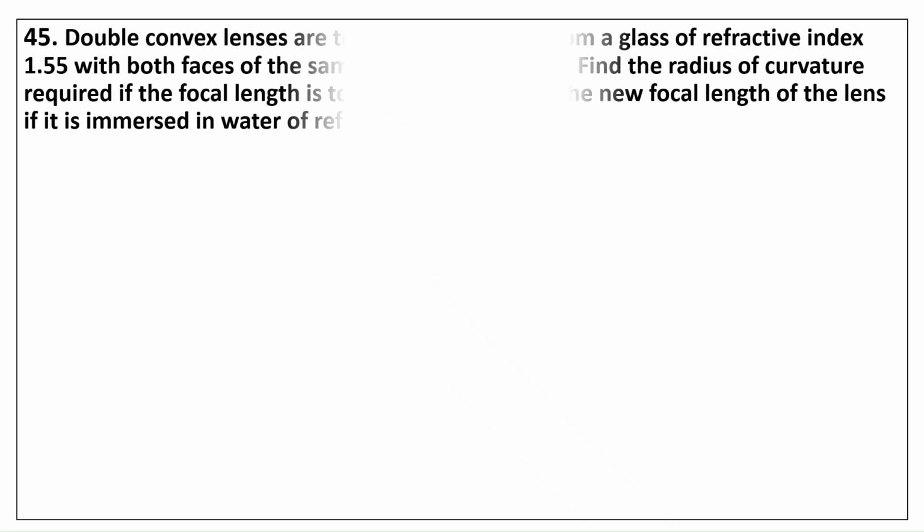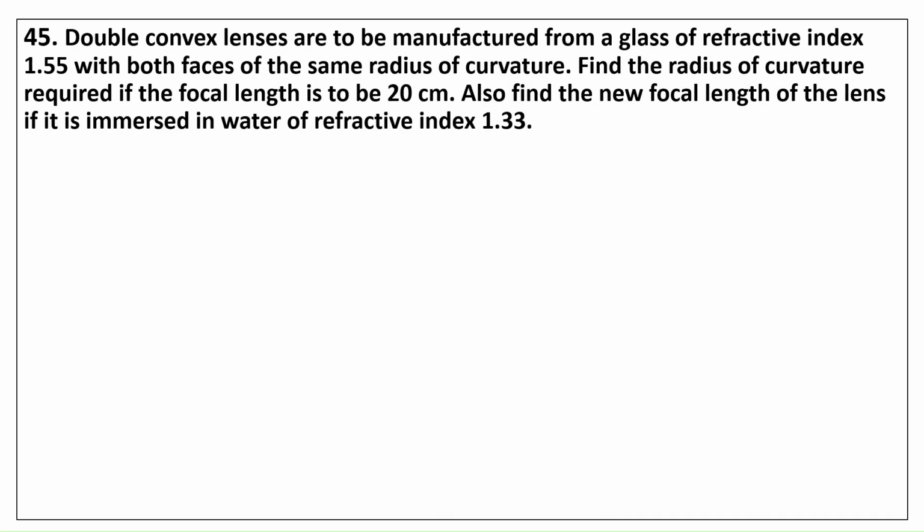Next, 45. Double convex lenses are to be manufactured from a glass of refractive index 1.55 with both faces of the same radius of curvature. Find the radius of curvature required if the focal length is to be 20 cm. Also find the new focal length of the lens if it is immersed in water of refractive index 1.33.